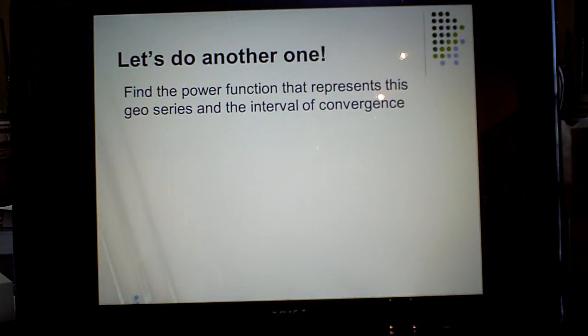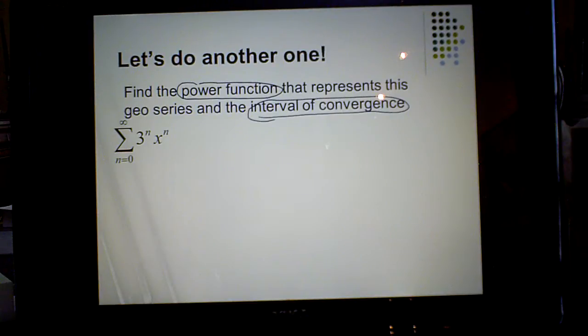So let's do another one. We're going to find a power series that represents this geometric series and the interval of convergence. So we have two things to do here. We need to find a power representation, and we have to find the interval of convergence, often abbreviated as the IOC.